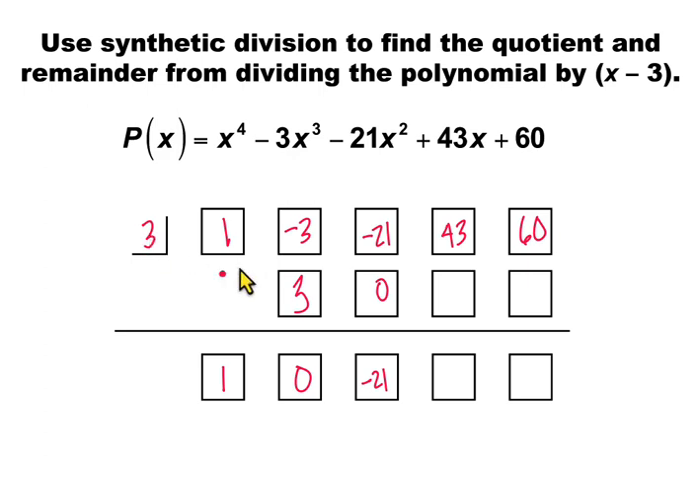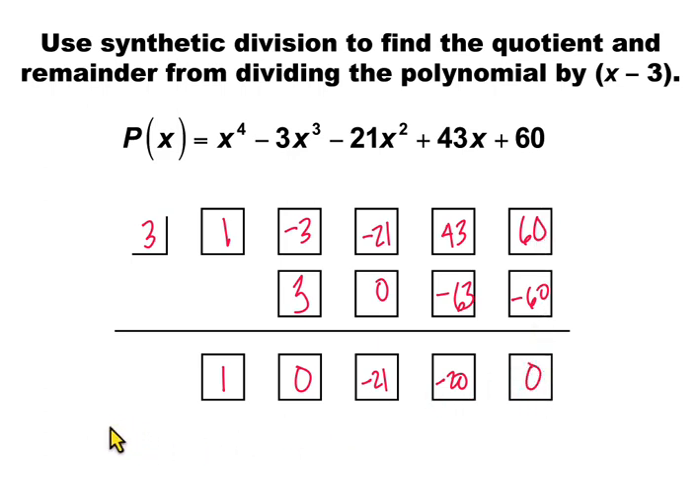Again, multiply this term by this term and place the product here, so we get negative 63. 43 minus 63 is negative 20. One more time, 3 times negative 20 is negative 60. Then add these terms to get 0.